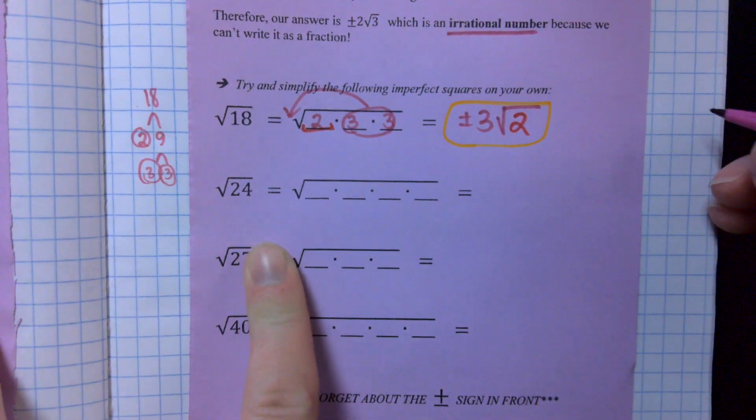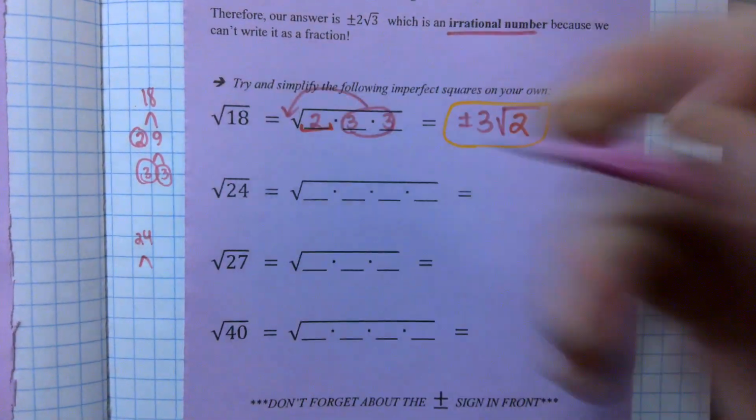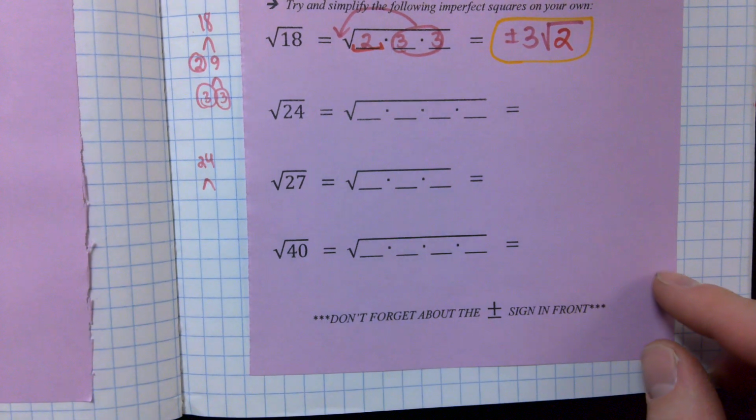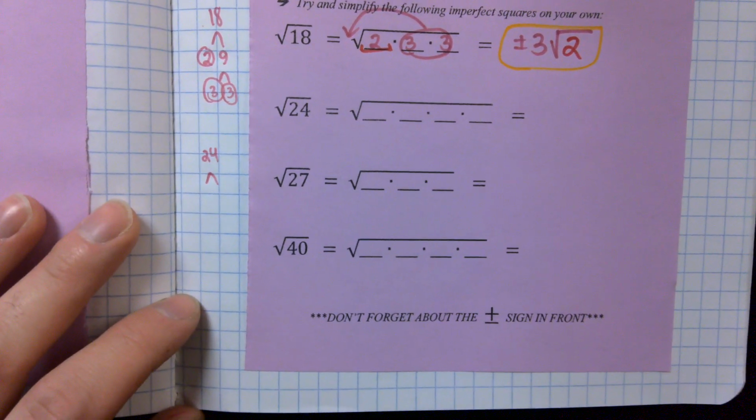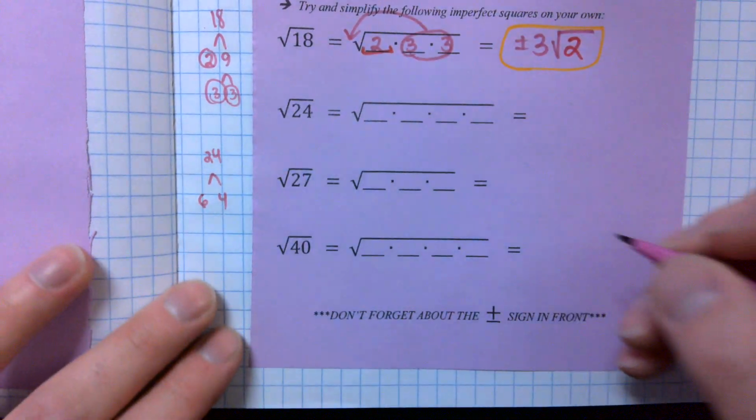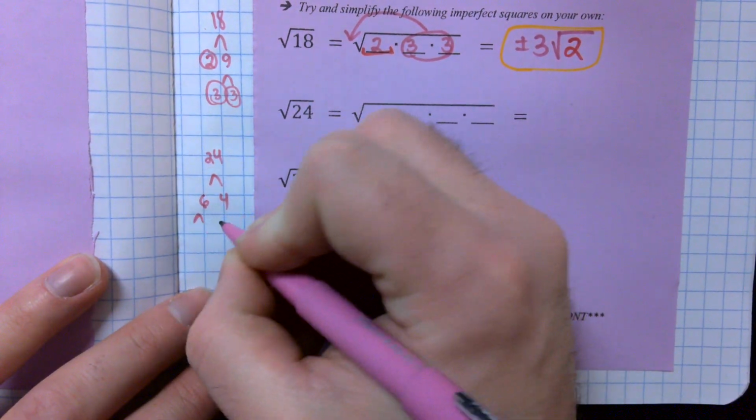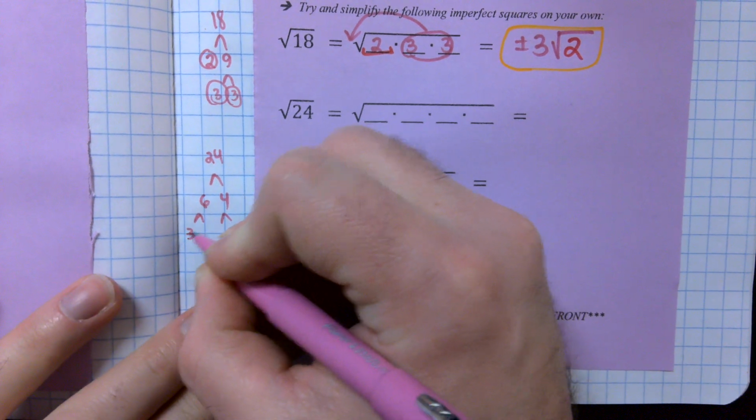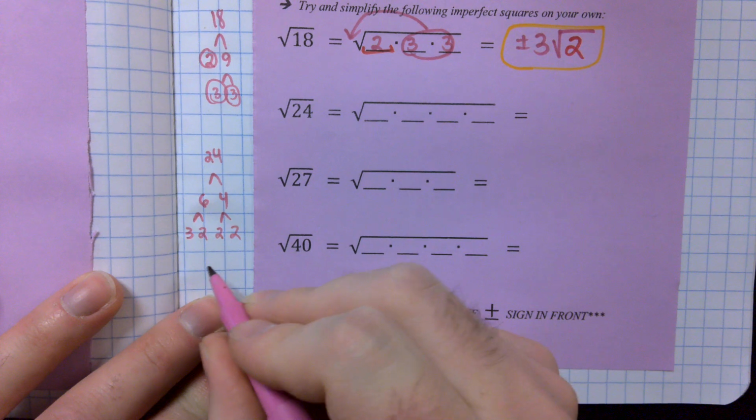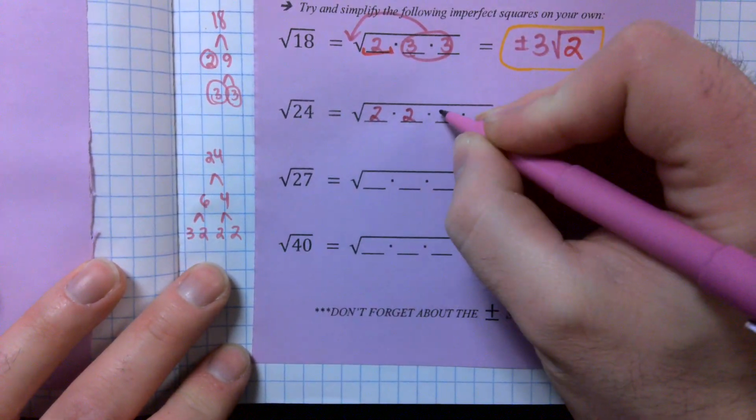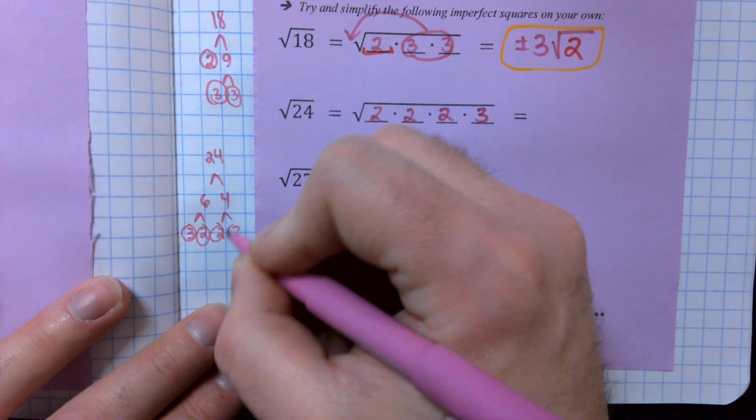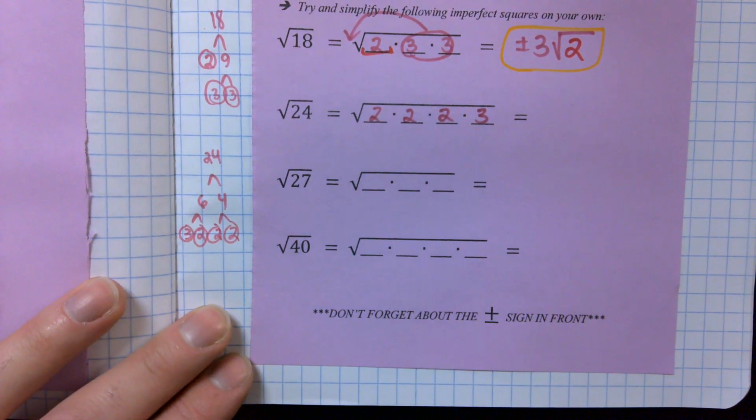Let's do a little factor tree for 24. What two numbers would multiply and equal 24? We could do 6 and 12, or 6 and 4, 2 and 12. I'm going to do 6 and 4. What two numbers multiply to give me 6? 3 and 2. What about 4? 2 and 2. So I've got 2 times 2 times 2 times 3. Those are all my prime factors for 24.